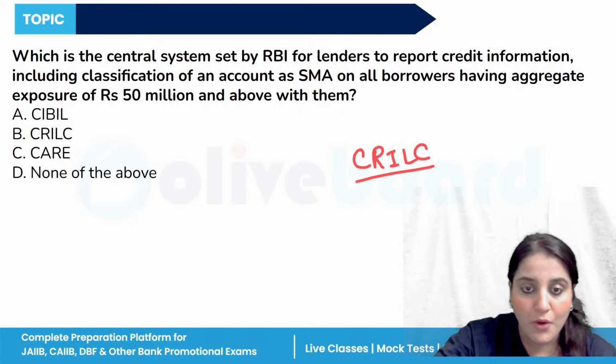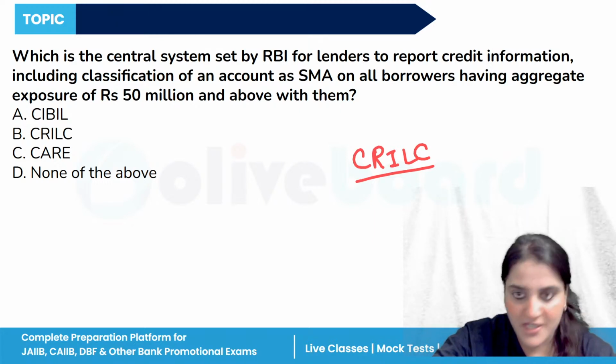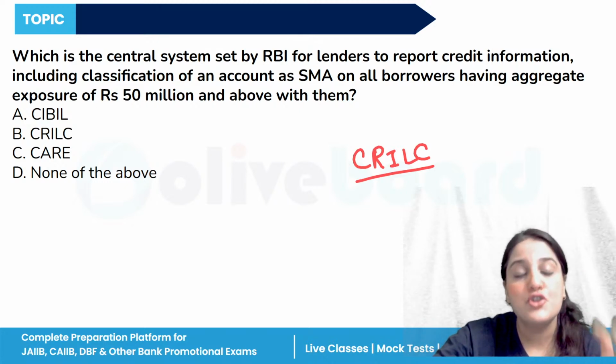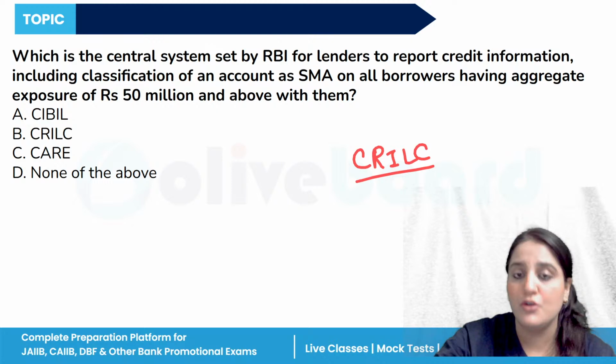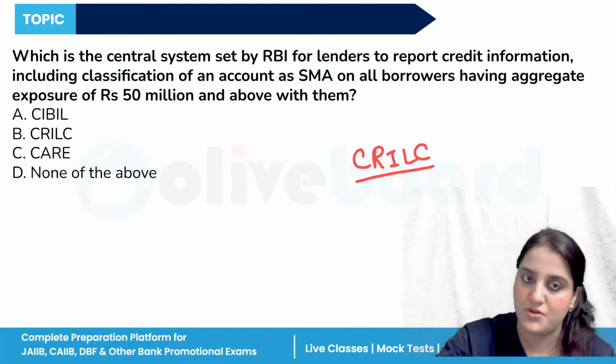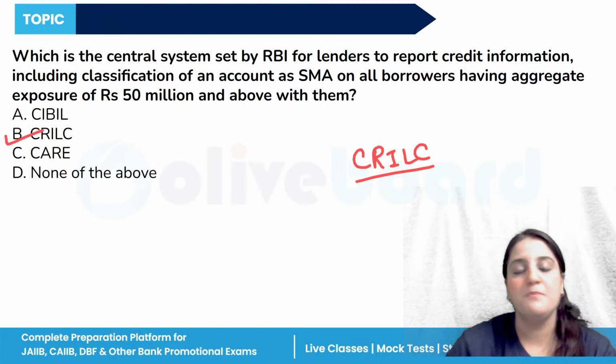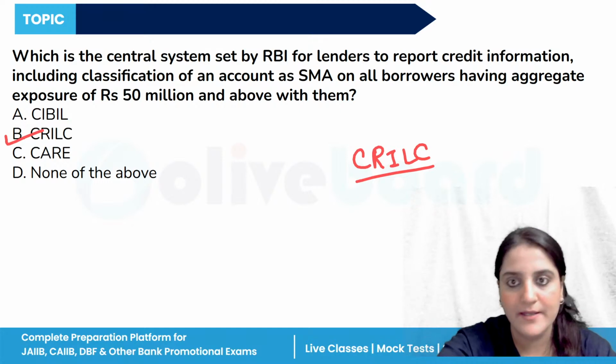However, crop loans are exempted from such reporting, but banks should continue to report their other agricultural loans in terms of the above instruction. So we can say option B is correct here. Clear?